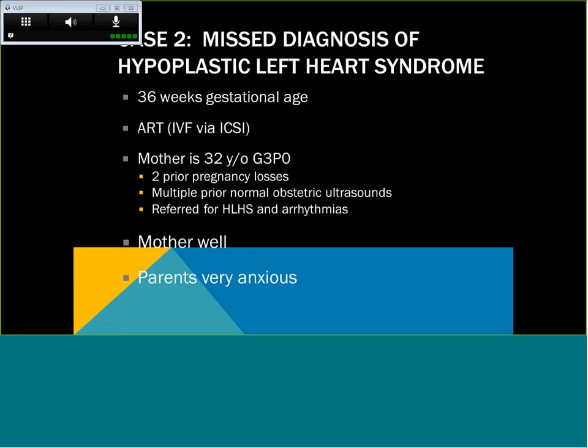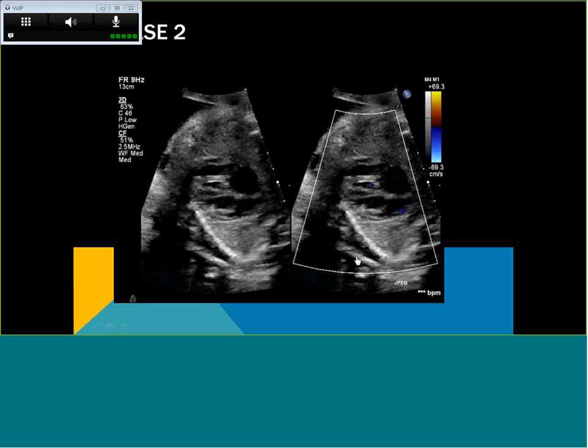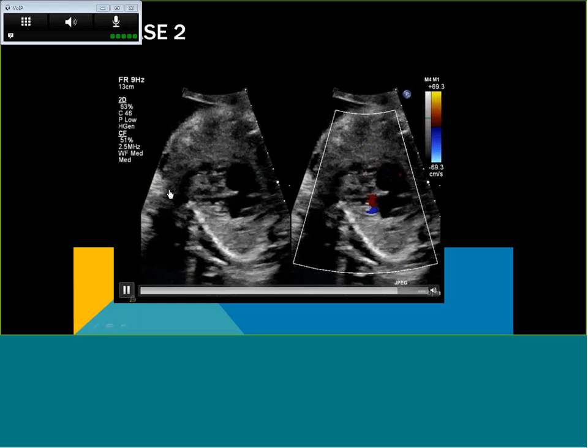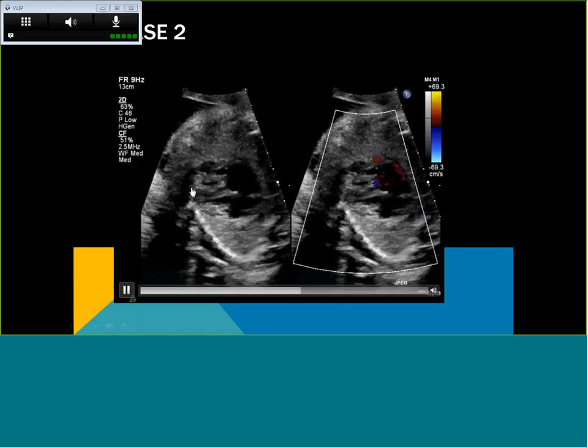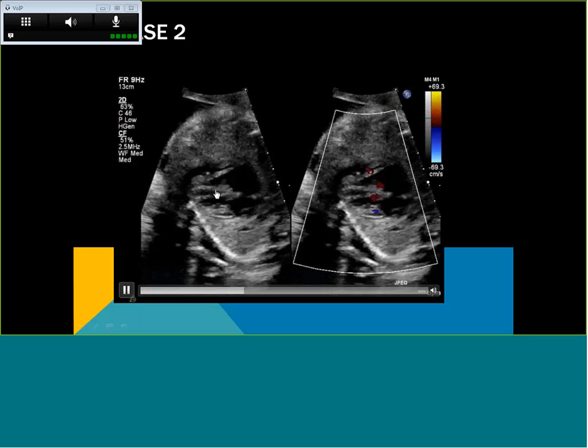All right, so case 2, a misdiagnosis of hypoplastic left heart syndrome. And I want to emphasize here that this came to us very late, and we get this every few weeks or so. 36 weeks gestational age, assisted reproductive technology. Mom is 32 years old, 2 prior pregnancy losses, multiple prior normal obstetric ultrasounds, and referred for hypoplastic left heart and arrhythmia. Family is anxious again. So here, and again, we want to remember that this is at 36 weeks. So posterior, anterior, left ventricle, right ventricle.